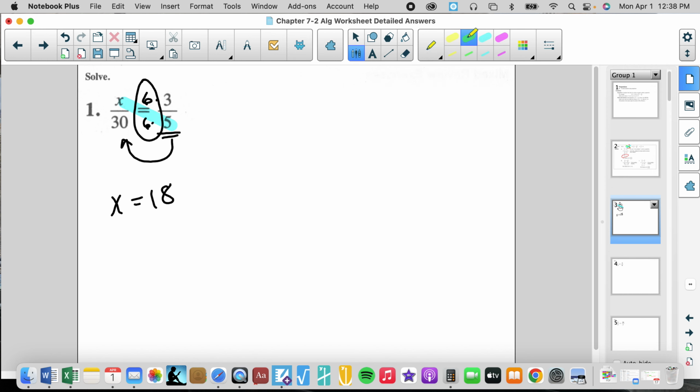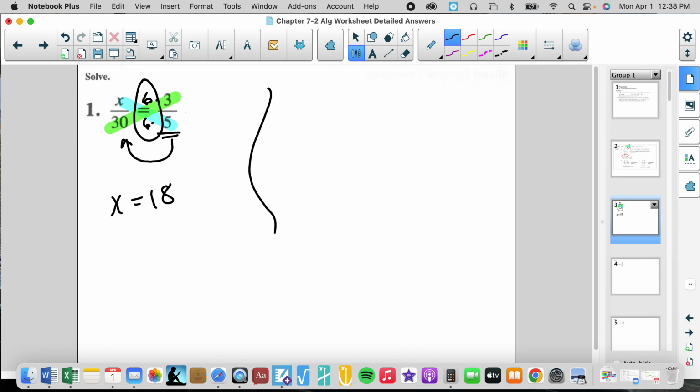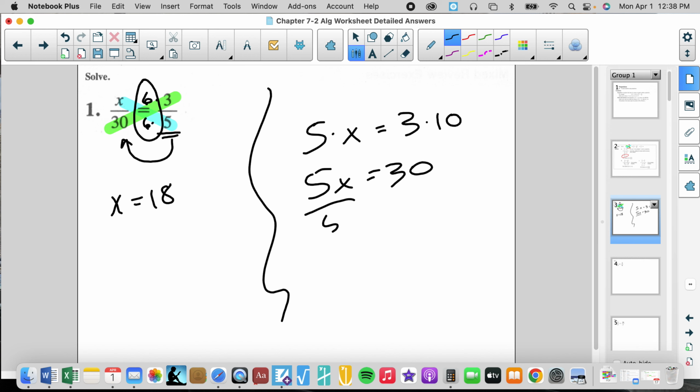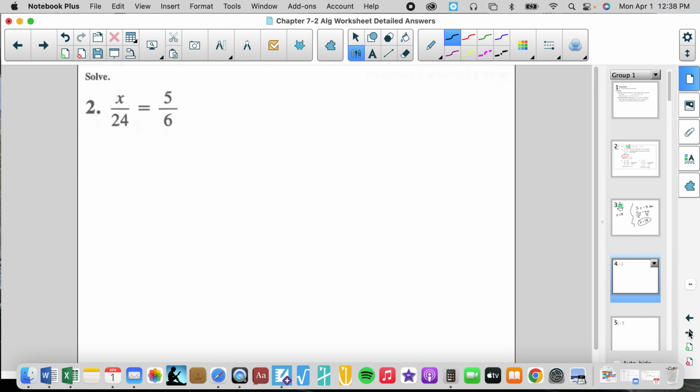x times 5 should be equivalent to 3 times 30. So we have 5 times x will be equal to 3 times 30. 5x equals 90. Divide by 5, divide by 5. x equals, 3 times 30 makes 90, which gives us 18. Sorry. And because I did it twice, we know.